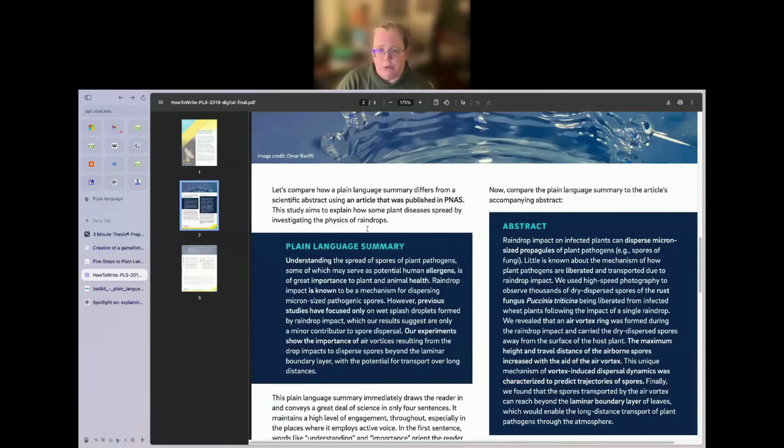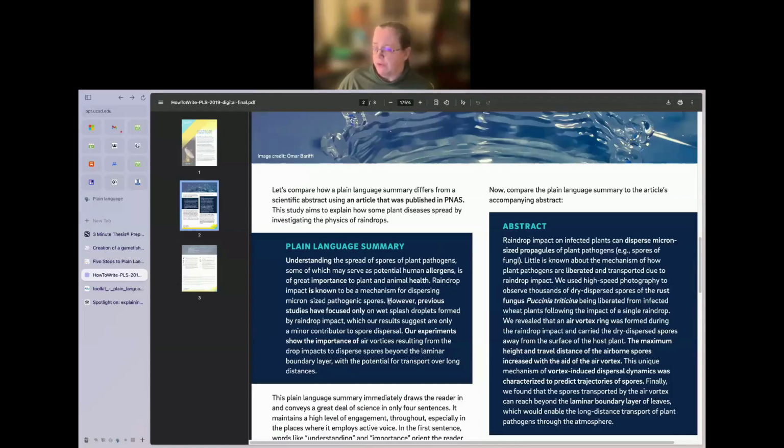They do use what we might think of as jargon. So they're talking about spores of plant pathogens, but it is definitely simpler than the abstract. The abstract is micron-sized propagules of plant pathogens. We have to know a lot of vocabulary to understand this, but they've talked about, what is it they're trying to do? Why is it important? Some of which may serve as potential human allergens.